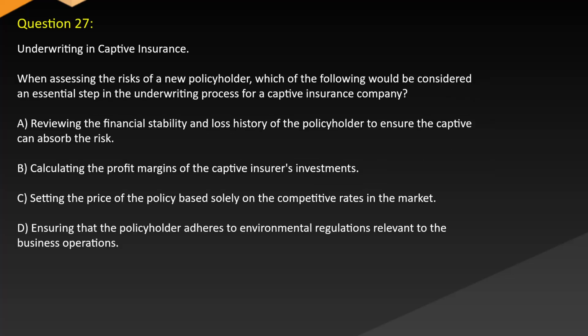Question 27. Underwriting in captive insurance. When assessing the risks of a new policyholder, which of the following would be considered an essential step in the underwriting process for a captive insurance company? A. Reviewing the financial stability and loss history of the policyholder to ensure the captive can absorb the risk. B. Calculating the profit margins of the captive insurer's investments. C. Setting the price of the policy based solely on the competitive rates in the market. D. Ensuring that the policyholder adheres to environmental regulations relevant to the business operations.